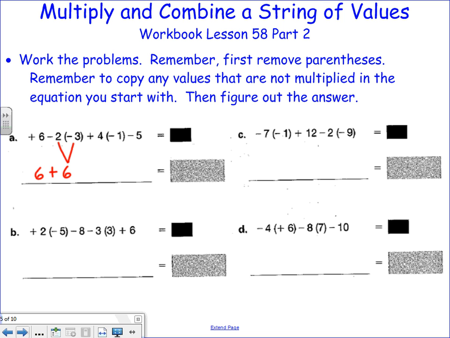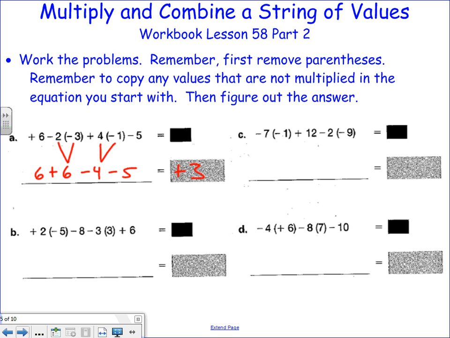Okay, next I have +4 times -1. Well, +4 times -1 is -4. So that came from right there. And then over here I have the -5. Well, if I take 6 plus 6, that's 12. 12 minus 4 is 8. And 8 minus 5 is going to give me +3.